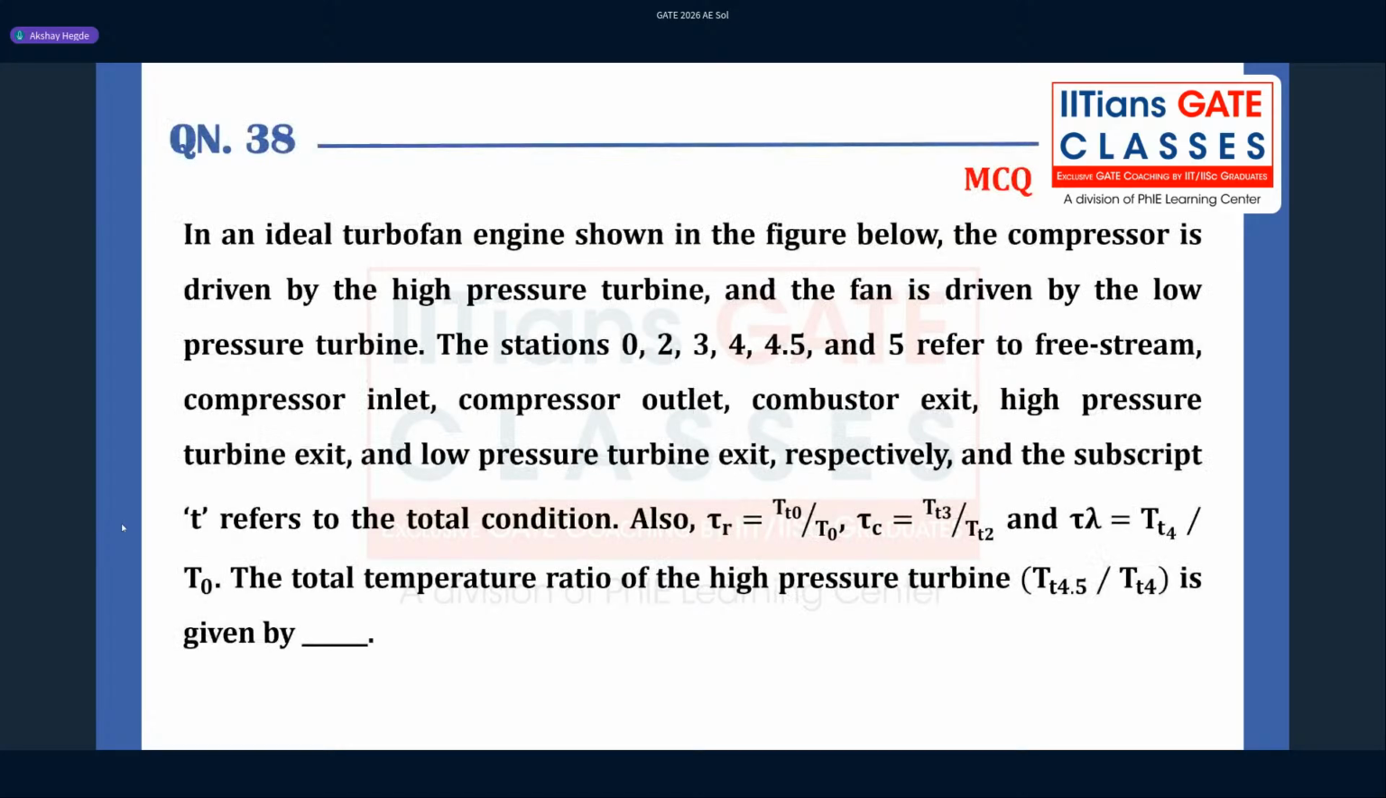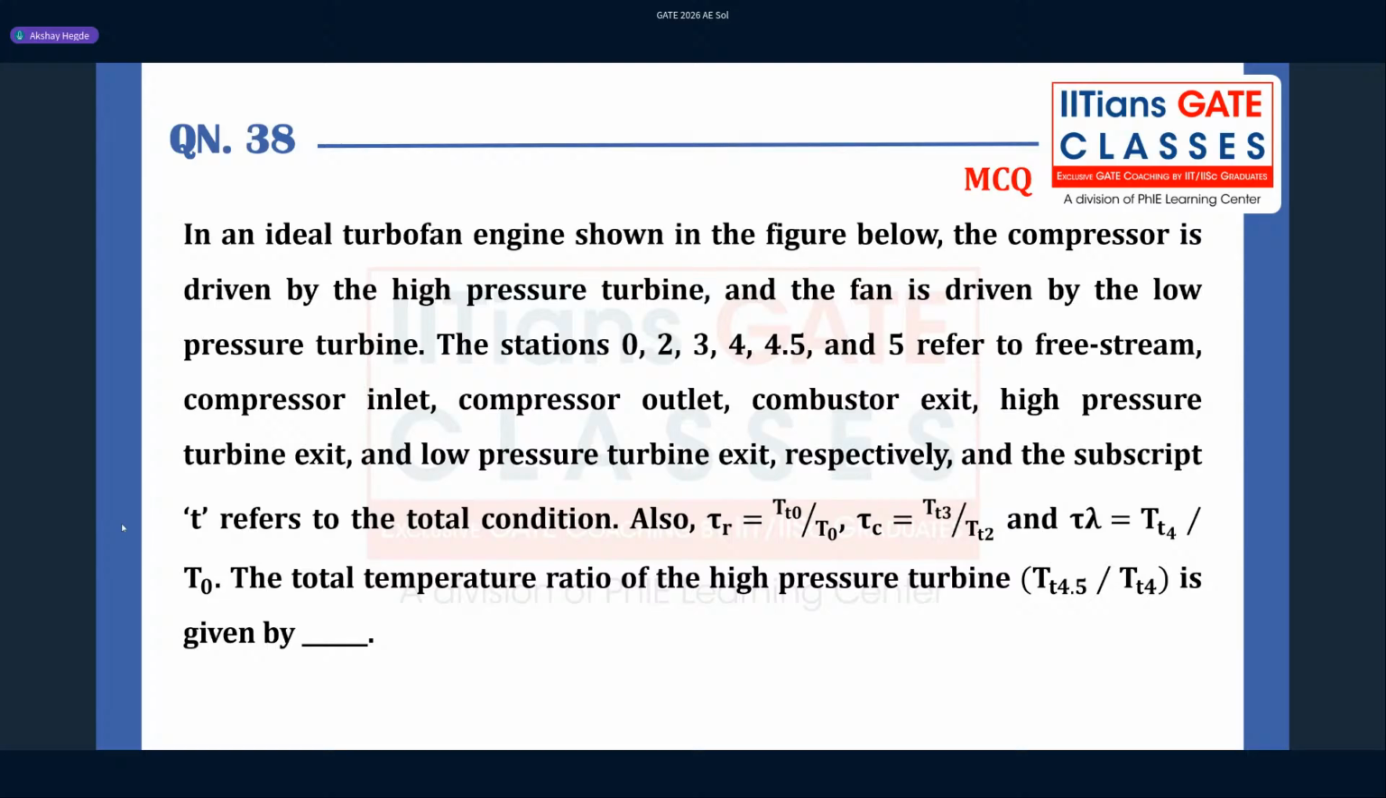Okay. So moving on to the next question. In an ideal turbofan engine shown in the figure below, the compressor is driven by a high pressure turbine and the fan is driven by the low pressure turbine. The stations 0, 2, 3, 4, 4.5, and 5 refer to free stream, compressor inlet, compressor outlet, combustor exit, high pressure turbine exit, and low pressure turbine exit respectively.